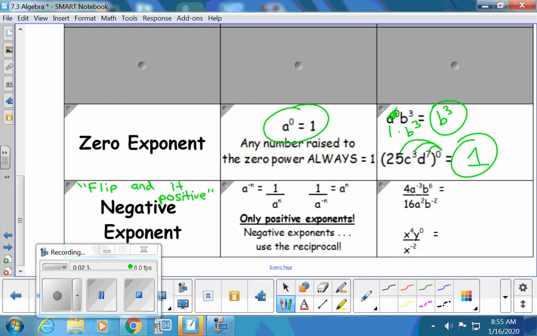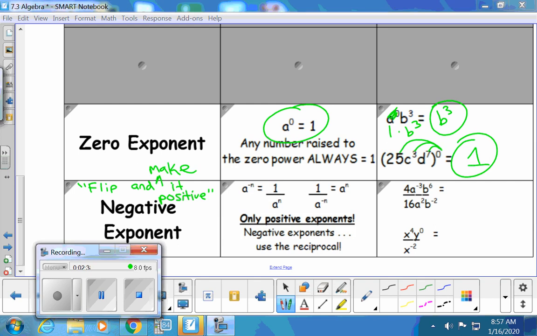So what you do, you can kind of see it demonstrated here. They take this a to the negative n, they flip it to the denominator, and n magically becomes positive. That's why it's called flip and make it positive. Now this is even crazier. It's in the denominator, and it flips to the numerator and becomes positive. Okay? So once you're done writing that down, we'll try these examples over here on the right.